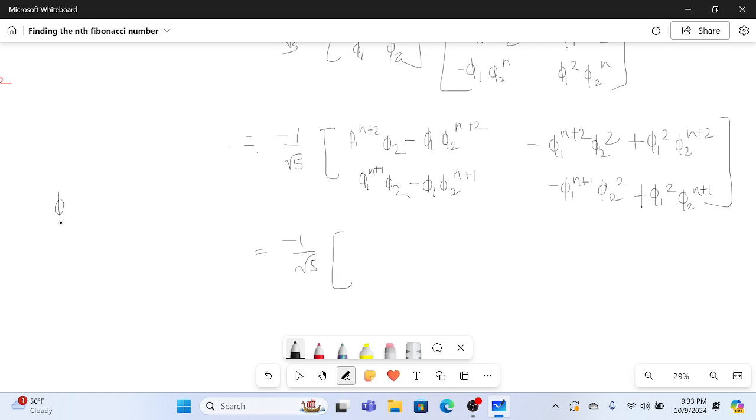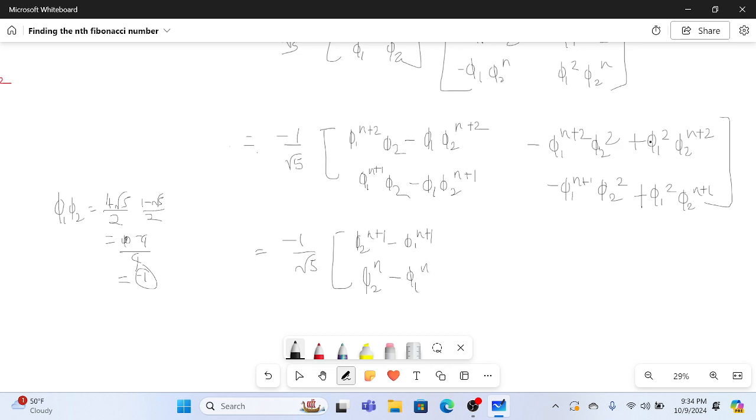Okay, we know that phi1 phi2 is 1 plus root 5 by 2 times 1 minus root 5 by 2. So 1 minus 4 by 4, which is minus 4 by 4, which is minus 1, right? So over here, phi1 phi2 is minus 1, right? So the minus 1 will basically change the signs. So this will be phi2 to the power n plus 1 minus phi1 to the power n plus 1, right? Over here, minus 1, minus 1. So this will also be phi2 to the power n minus phi1 to the power n.